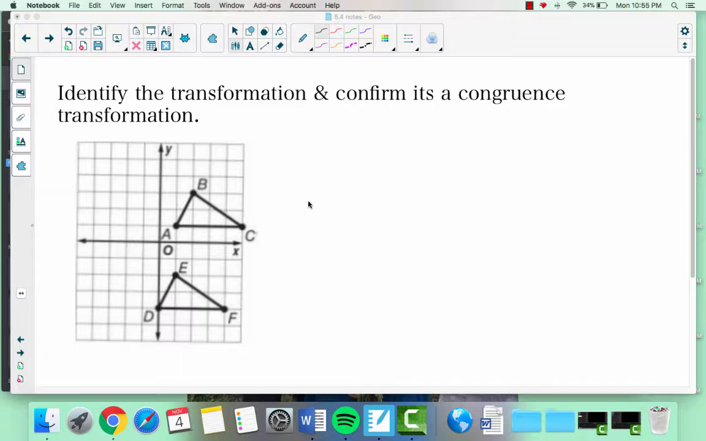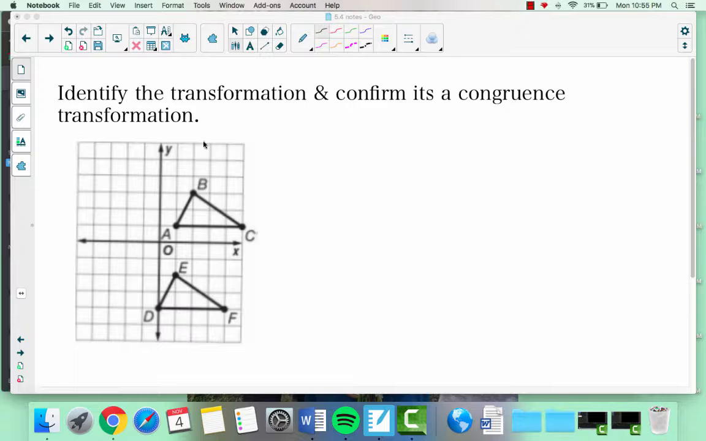The last part of this section is to identify the types of transformations from a picture and then to prove that it's a congruence transformation. Here I've got two triangles, ABC and DEF, and I want to identify the type of transformation. Remember, we have three options: a translation, rotation, or reflection.